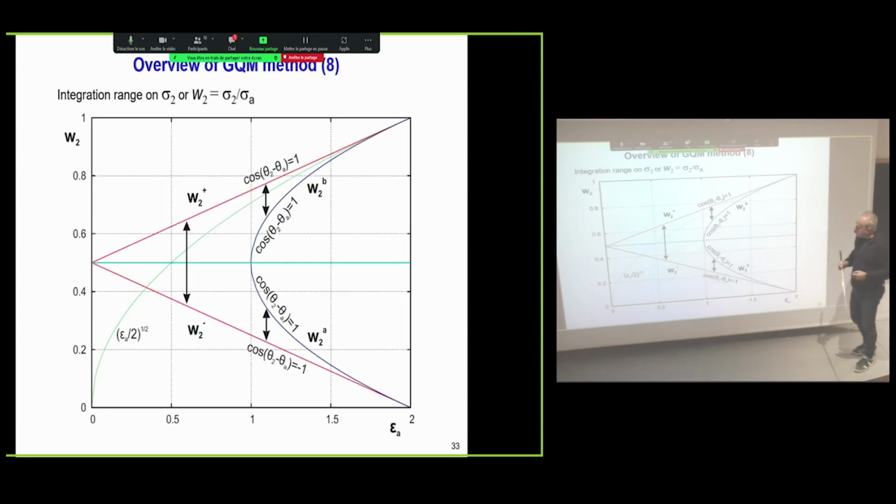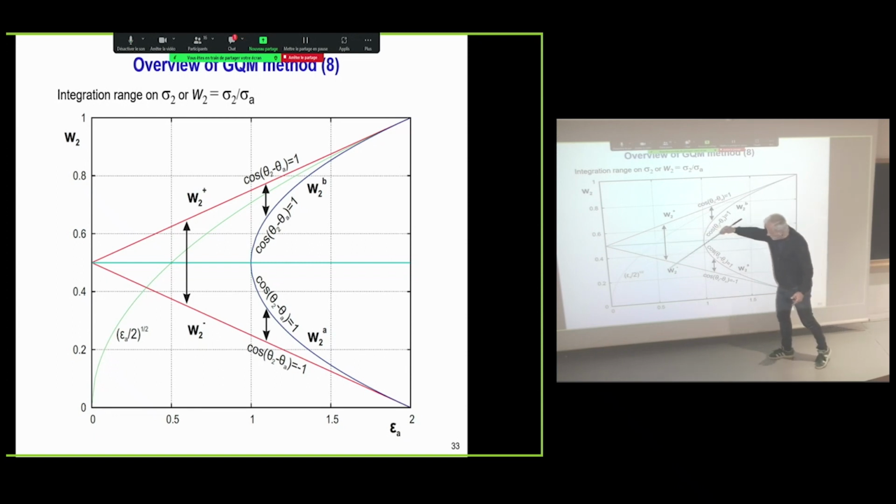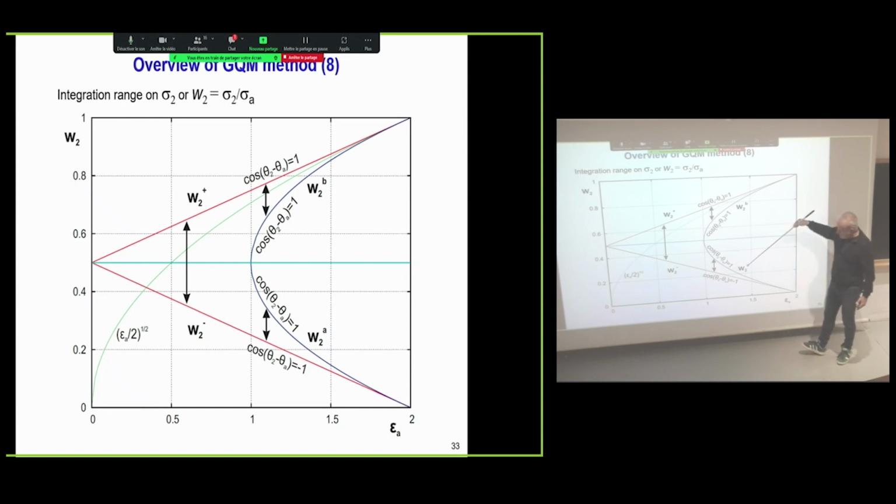Okay, if I draw a picture, which is maybe clearer, along this axis you have epsilon A, which varies between 0 and 2, as I said before, and here you have W2. Due to symmetry considerations, the range of integration over sigma 2, so over W2, is restricted to 0 to 0.5. Here this curve shows the lower bound, W2 minus, which is a singularity for the term B1. And this blue curve shows the upper limit, W2A, which is also a singularity for the term B2.